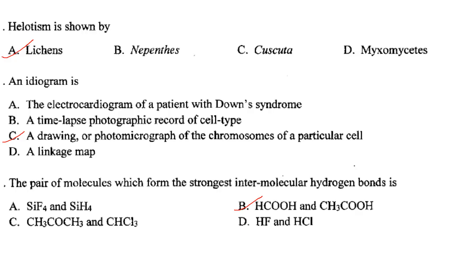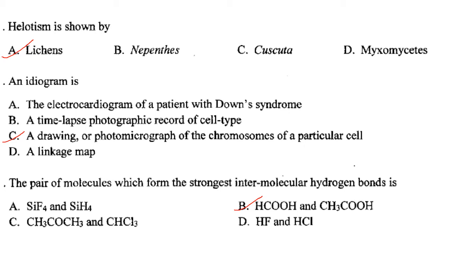Then heliotism is shown by. So heliotism is the term used for the symbiosis of algae and fungi. So it is shown by lichens. Lichens is symbiotic association between algae and fungi. So answer is option A.